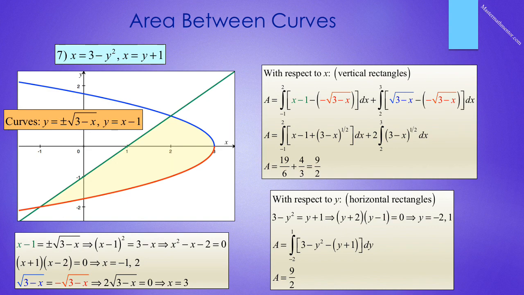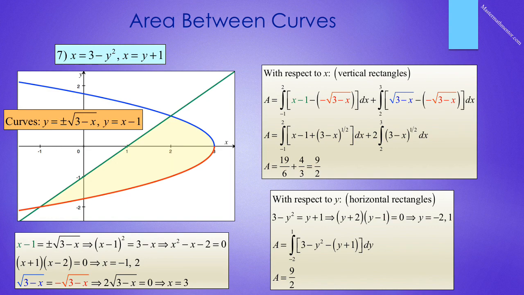So therefore, our area will simply be the integral from negative 2 to 1 of 3 minus y squared minus quantity y plus 1 dy. And this problem can very easily be integrated, and our answer is 9/2. In this particular problem, there were two ways to get our answer: working with respect to x with vertical rectangles or with respect to y with horizontal rectangles.